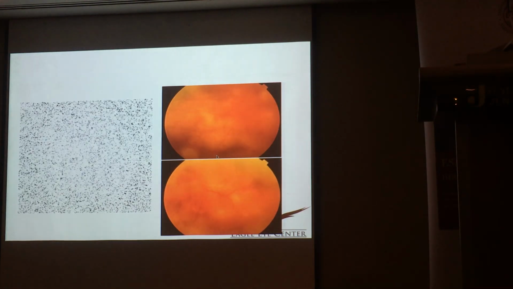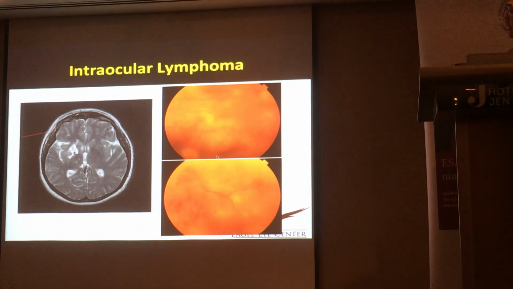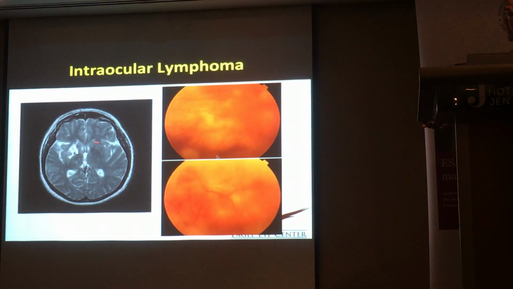These are just to show you a patient who started with a CNS lymphoma in an HIV patient, and subsequently developed these big yellowish masses, subretinal masses behind the retinas, that became a retroretinal lymphoma, an intraocular lymphoma.